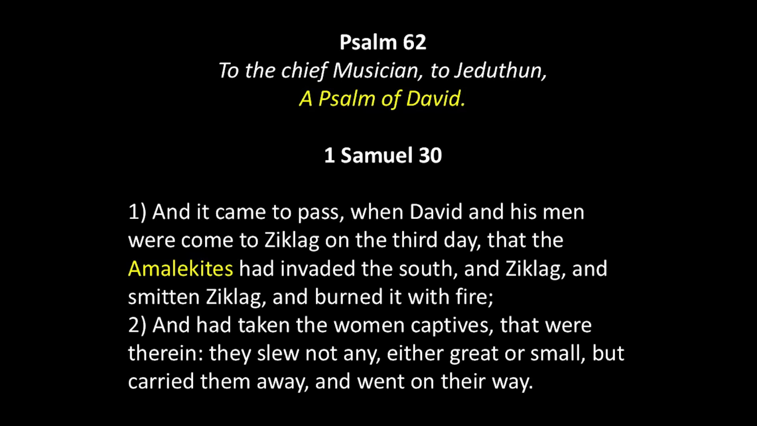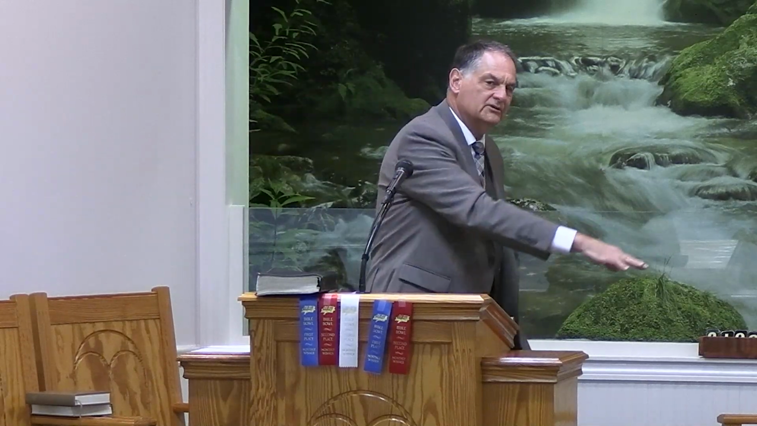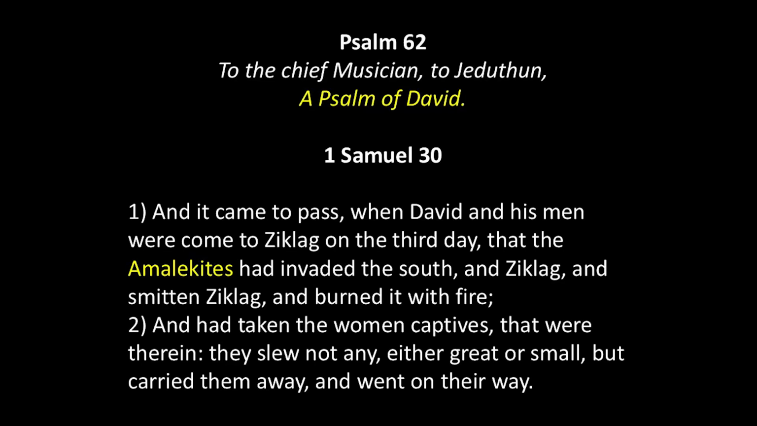So 1 Samuel 30 in verse 1, it came to pass when David and his men were come to Ziklag on the third day. See, they'd left Ziklag to go help fight against Saul. So you can't do it. So 3 days later, they come back home to Ziklag, and look what happens. The Amalekites had invaded in the south, and had smitten Ziklag and burned it with fire, and taken the women captives that were therein, and slew not any, either great or small, but carried them away and went on their way.